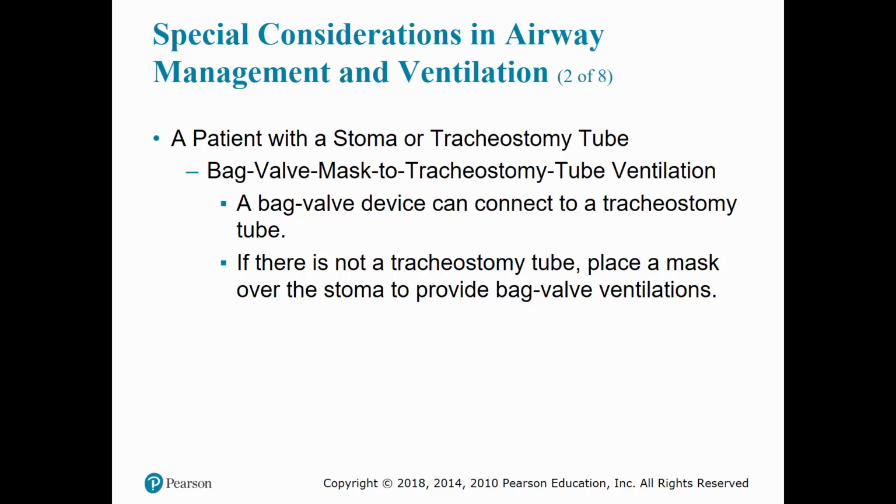When ventilating a patient through a tracheostomy tube, it may be necessary to seal the patient's mouth and nose to prevent air from escaping. If this is not done, ineffective ventilation can result. If the patient does not have a tracheostomy tube that you can attach to, place your mask over the stoma and continue to provide bag valve mask ventilations.